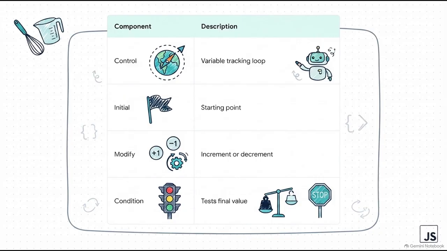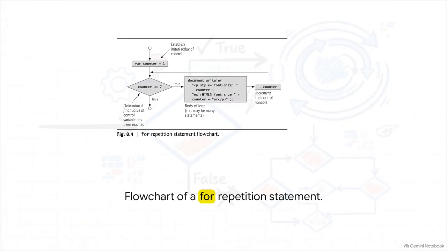Now, to pull this off, you need a specific recipe. Every counter control loop requires these four must-have ingredients. First, you need a control variable, which is just the name of the variable tracking where you are in the loop. Second, an initial value, that's your starting point. Third, you need the increment or decrement, which determines exactly how that variable is modified every single time the loop cycles. And finally, the condition. This is the test for the final value that tells your script whether it should keep looping or if it's time to stop. And this brilliantly illustrates exactly how those four components interact inside the machine's brain.